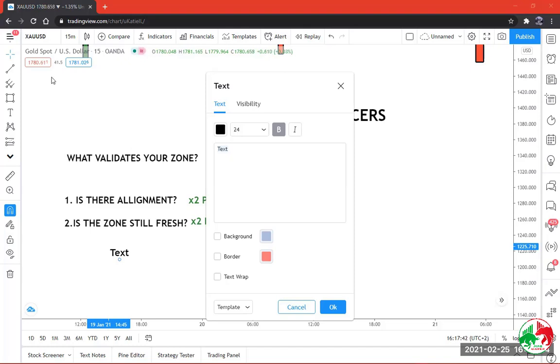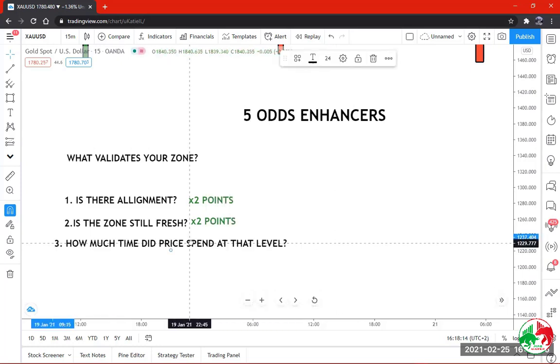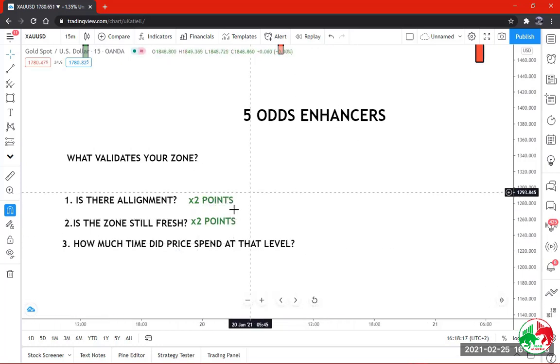Okay. So the third question will be: how much time did price spend at that level? How much time did price spend at that level?